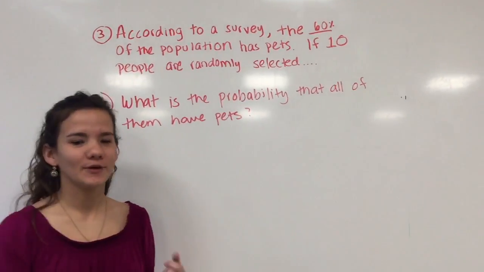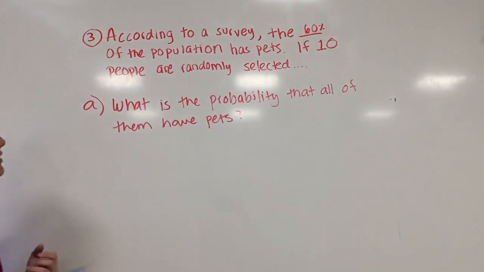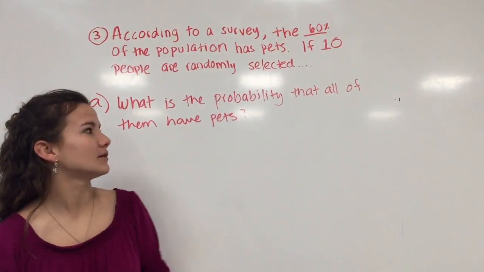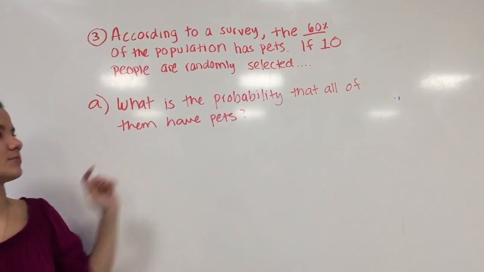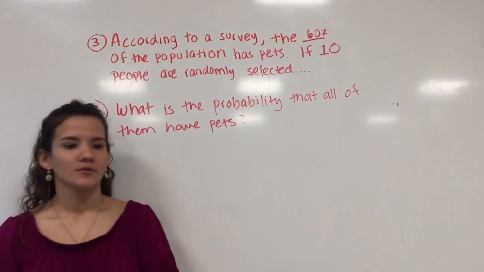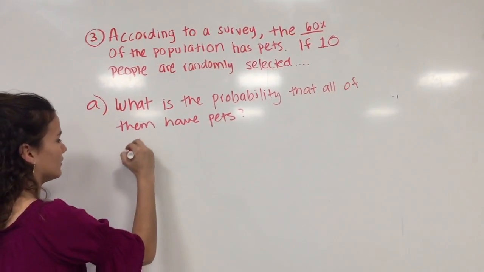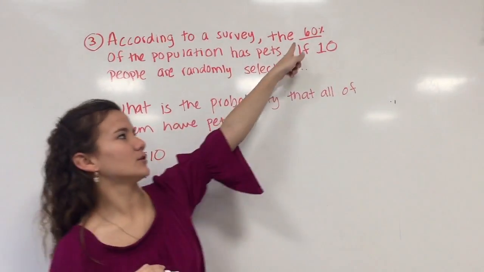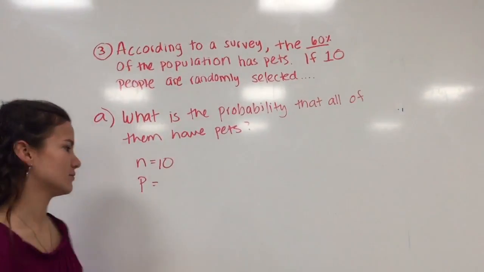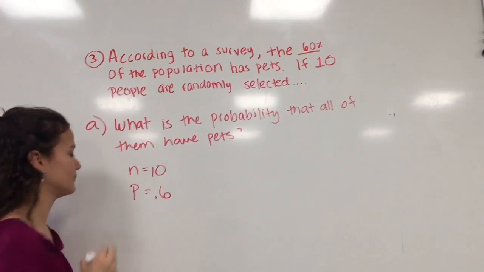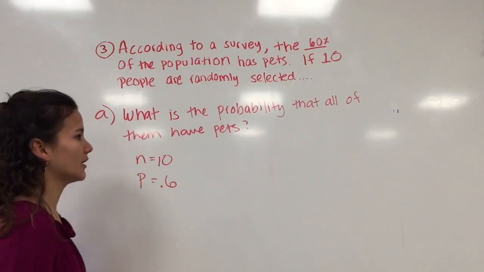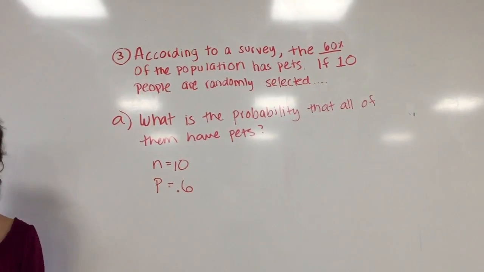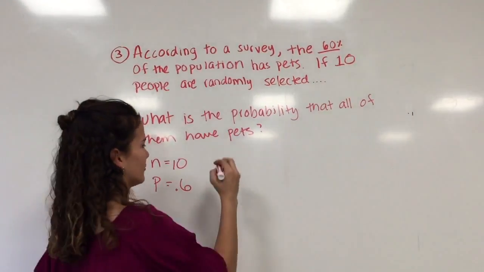For section 1, we had to do problem 3, which was: according to a survey, 60% of the population has pets. If 10 people are randomly selected, find the probability that all of them have pets. For this problem, our n is 10, and our probability, although it's in percentage, we can change to a decimal, so it's 0.6. The problem is asking for the probability that all of them have pets, which means that my sample will be 10. For this type of problem, we use the following formula.